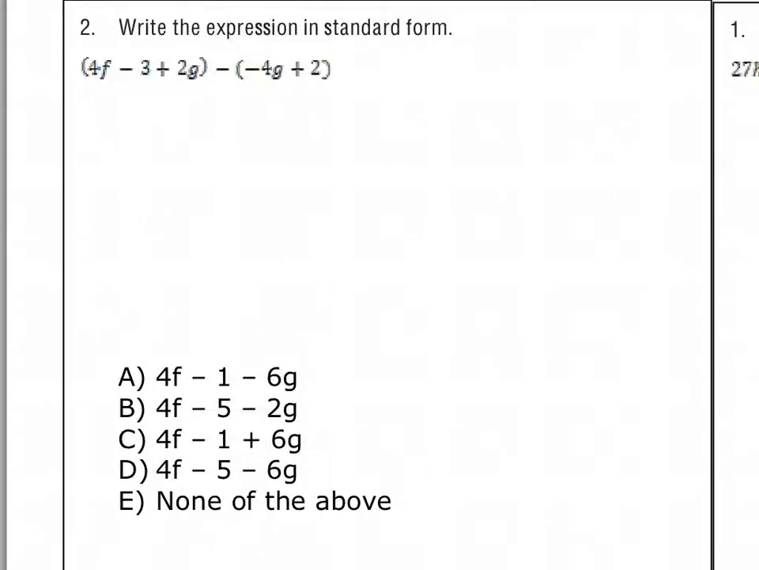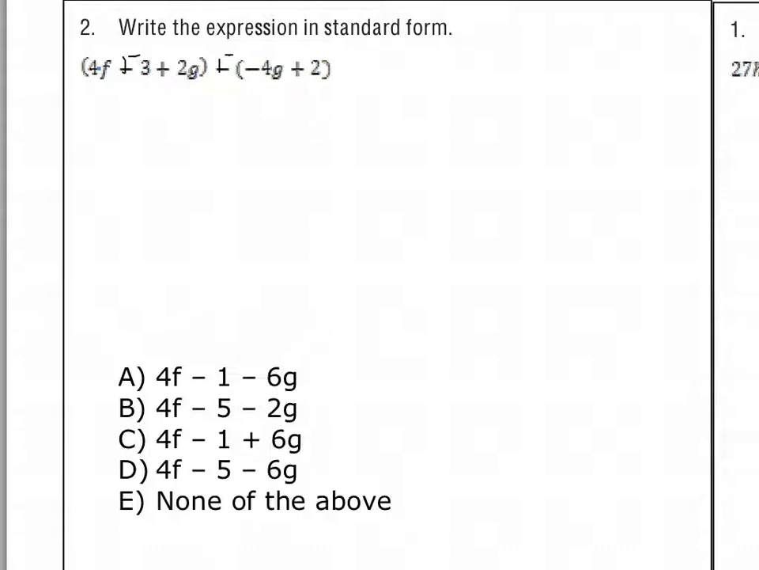Alright, so looking at our first problem, we know that in order to use any order, any grouping, our combination of commutative property and associative property, we do need to change everything to addition first. So I changed this one to add the opposite. And here, when I change this to add the opposite, it's the opposite of this group.